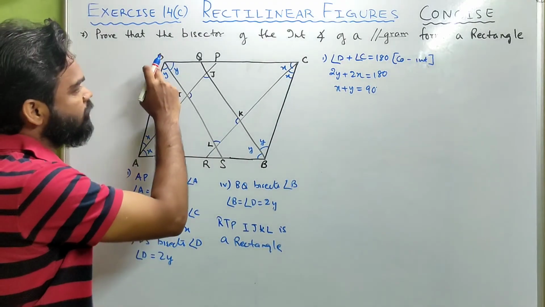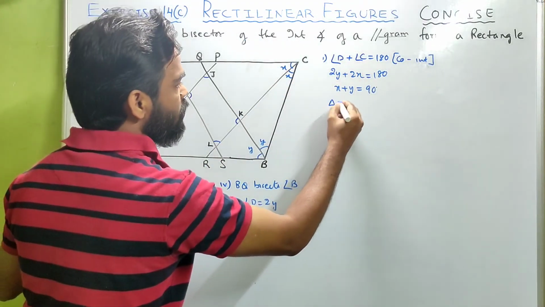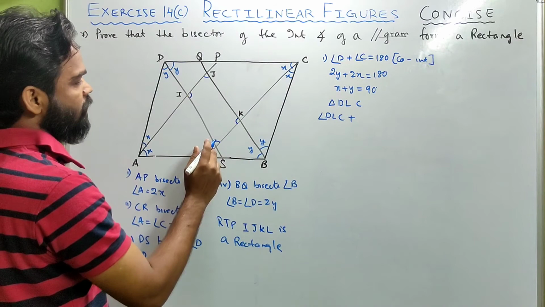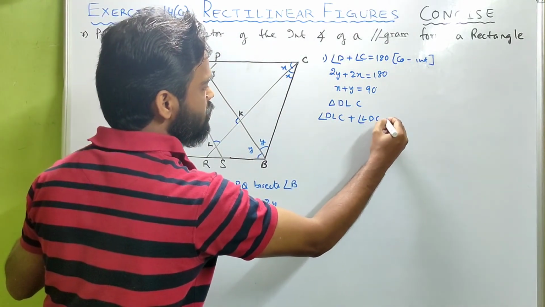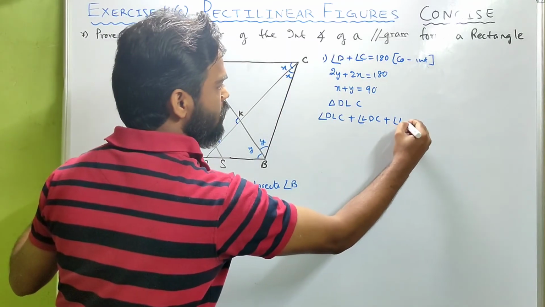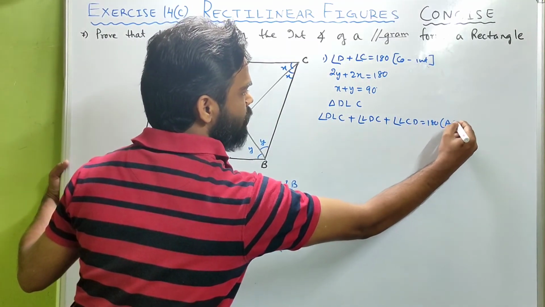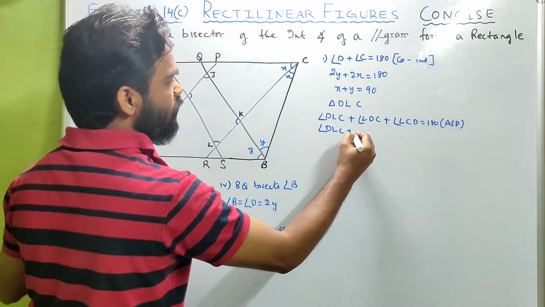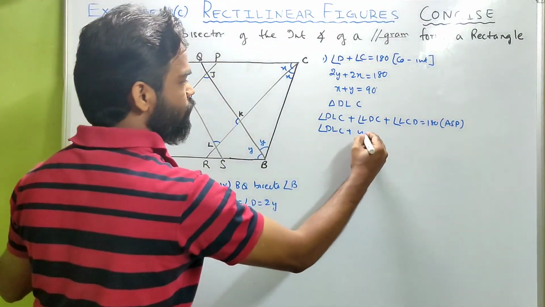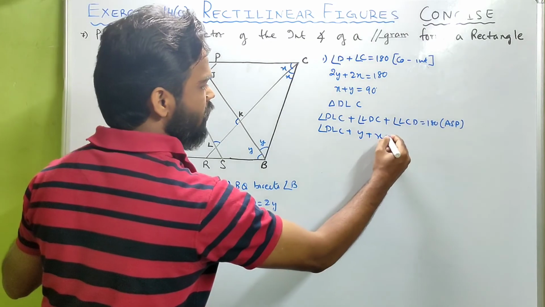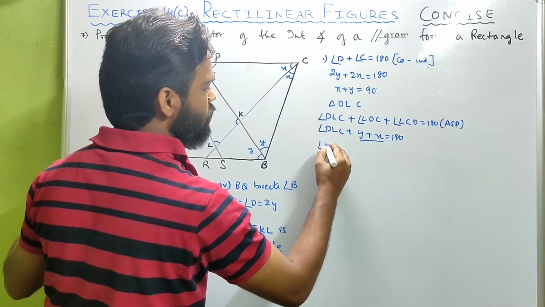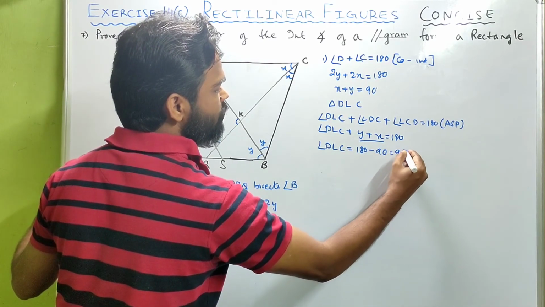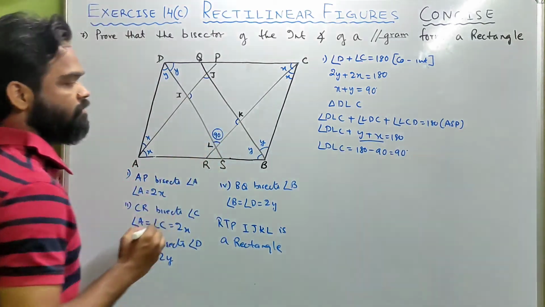Now look at triangle DLC. Angle DLC plus angle LDC plus angle LCD equals 180, angle sum property. DLC we don't know, LDC is y and LCD is x, and this is equal to 180. This we already know, x plus y is 90. So DLC is 180 minus 90, that's 90 degrees. So we got this angle as 90 degrees.